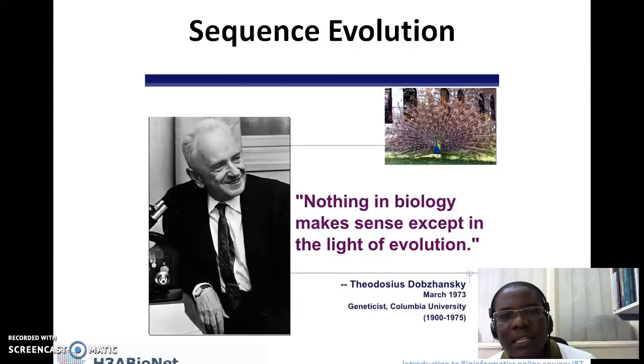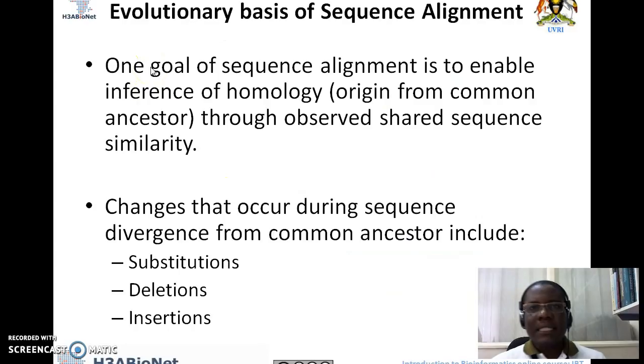For many biologists, the existence of an underlying force behind biological processes, including observed sequence similarities, is always at the back of their minds. One goal of sequence alignment is to enable the researcher determine whether homology inference that can be observed from shared sequence similarity can be justified. Obviously, homology has to do with shared ancestry. The mechanisms by which sequences evolve and diverge from a common ancestor include substitutions, deletions, and insertion.